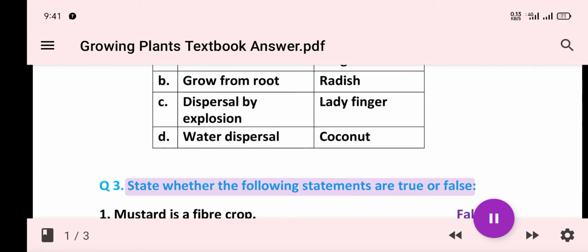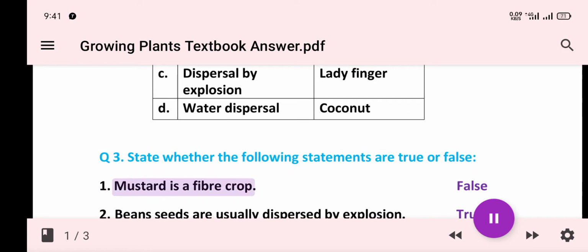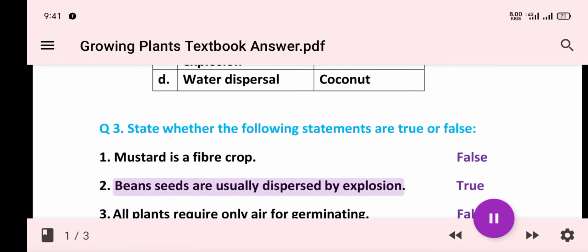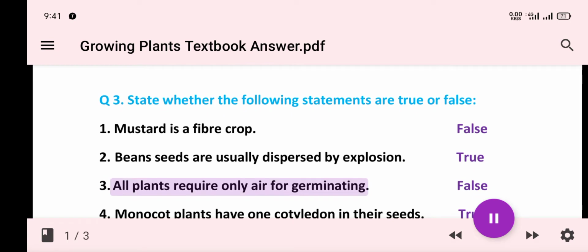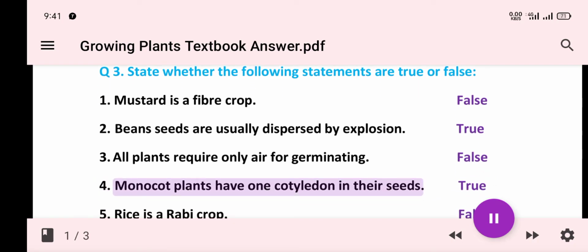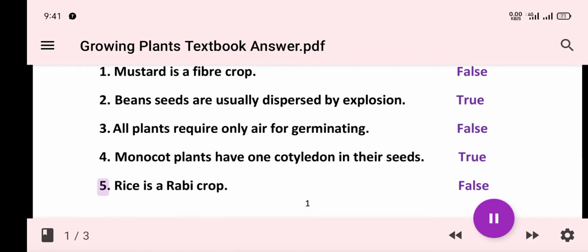Q3. State whether the following statements are true or false. 1. Mustard is a fiber crop. False. 2. Bean seeds are usually dispersed by explosion. True. 3. All plants require only air for germinating. False. 4. Monocot plants have one cotyledon in their seeds. True. 5. Rice is a rabi crop.